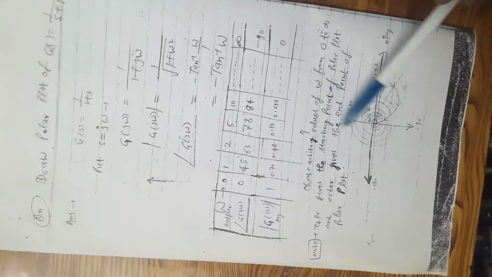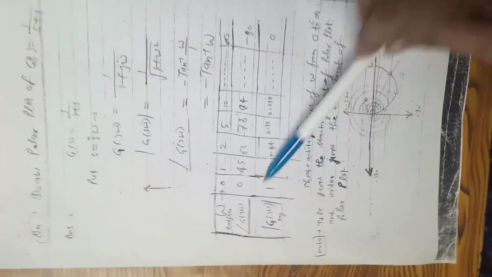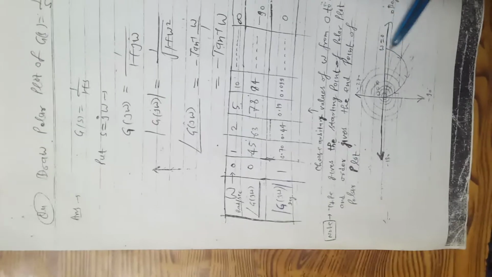Now if you want to plot the Nyquist, then you have to do the contour mapping. So you understand that this is the polar plot. This is the imaginary axis, this is the real axis. Likewise, calculate phase and magnitude and you can plot this polar plot.